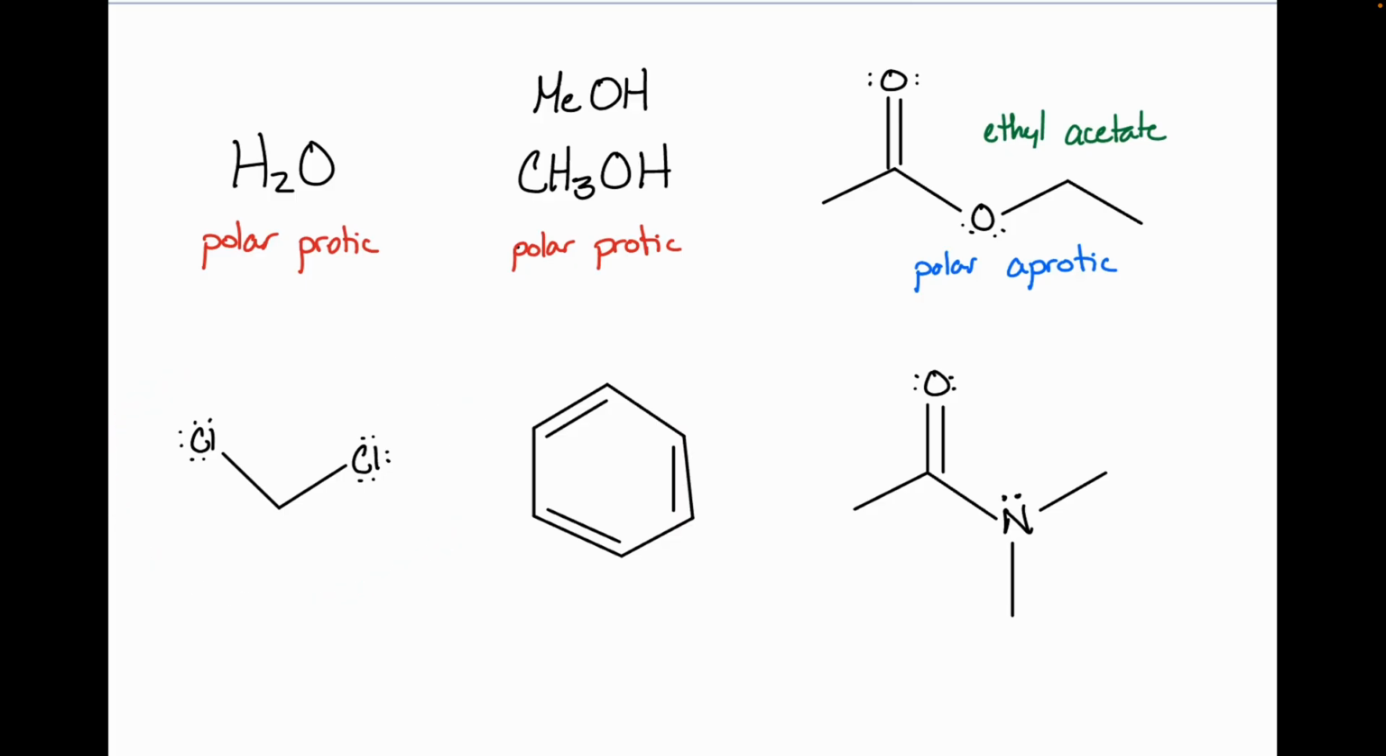Dichloromethane. Polar or nonpolar? Technically it's polar, but we know from the lab that it is just barely polar. It does have a tiny little dipole moment, but we would call this weakly polar at best. But it is indeed aprotic. It cannot hydrogen bond.